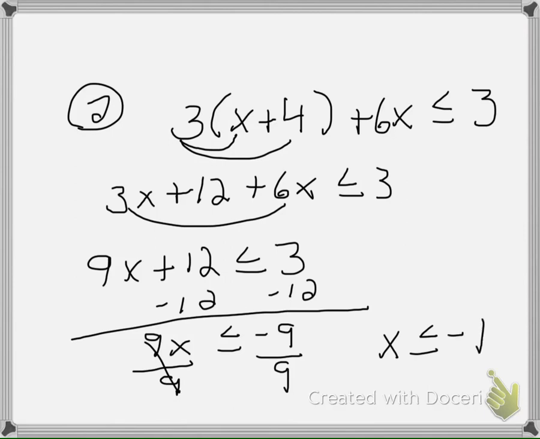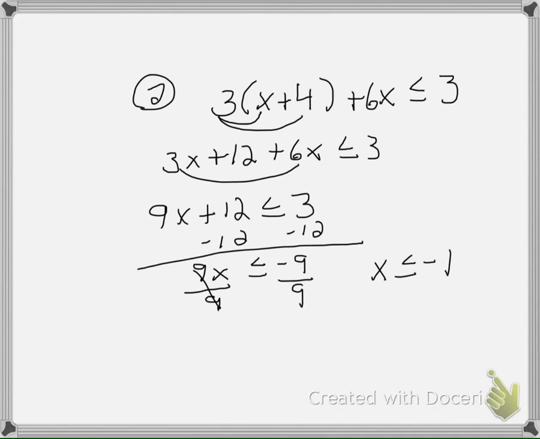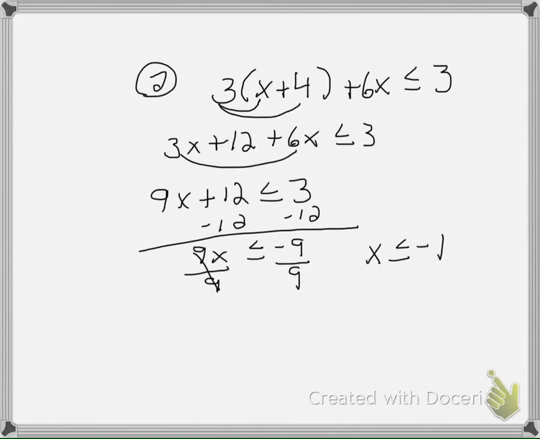I still have to draw my number line. And of course, just like always, there needs to be 3 numbers on there. You need your -1, you need a number less, and you need a number greater. It's kind of weird that the number greater in this case is 0. This time it reads x is less than or equal to -1. Well, where are the numbers that are less than -1? They're to the left of it.